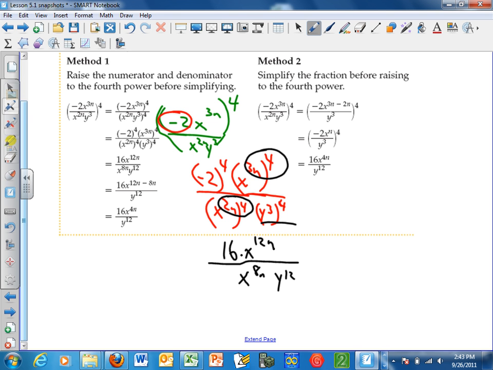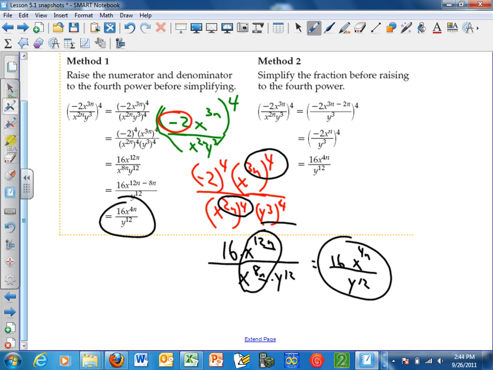Now, because it's multiplication here and here, we can use the quotient rule to simplify the x to the 12n over x to the 8n. We subtract exponents from top to bottom, and notice they are like terms. Okay, so on top I'm still going to have 16, and then 12n minus 8n is x to the 4n power, and then I'm going to have y to the 12th on the bottom. And that's as far as you can go, which is the answer they had right there. Okay, and they're just showing you another method over there.